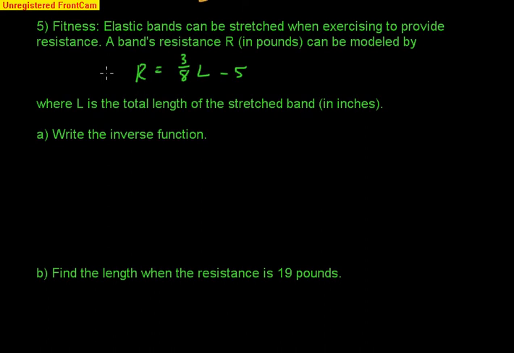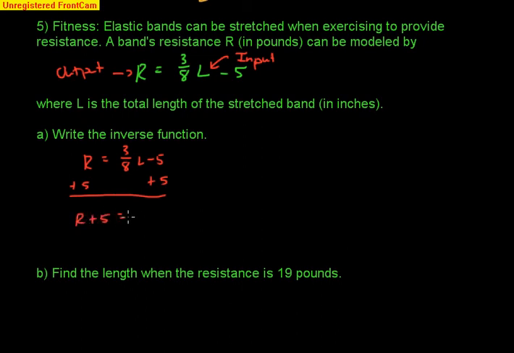So right now, in this problem, R, the variable by itself, is the output, and L is the input. Well, we want those to switch places. We want the L to be alone. So I'm going to take this equation, R equals 3/8 L minus 5, and solve for L. The first thing I'll do is add 5 to both sides. R plus 5 equals 3/8 L. And then remember, you could divide by 3/8, but instead multiply both sides by 8/3.